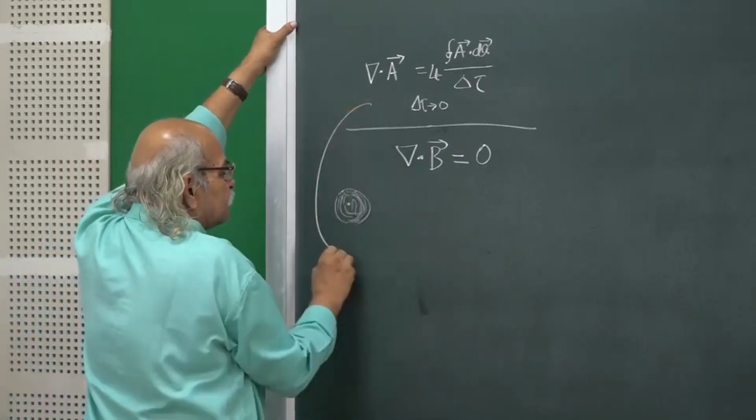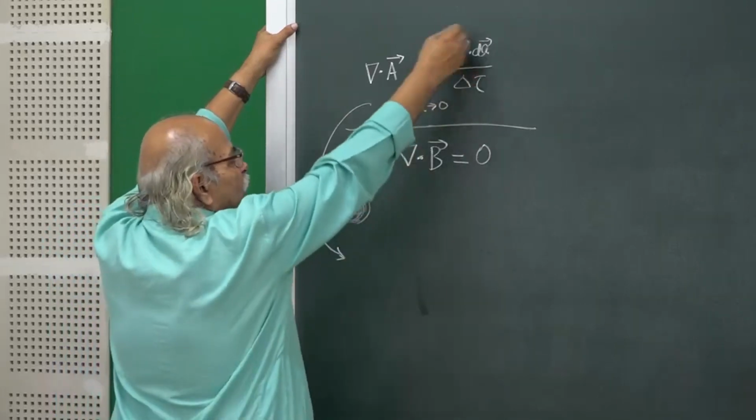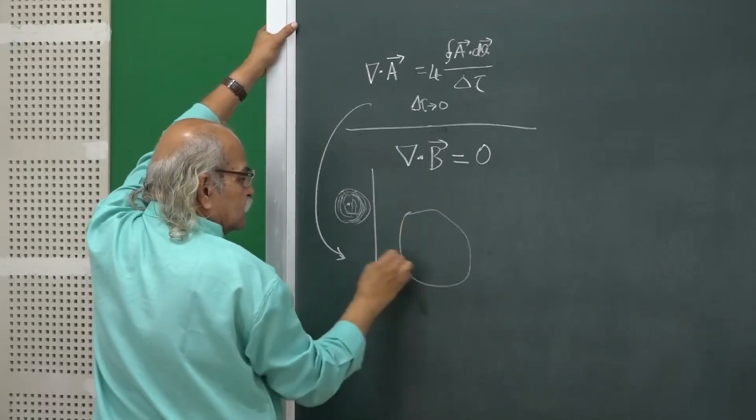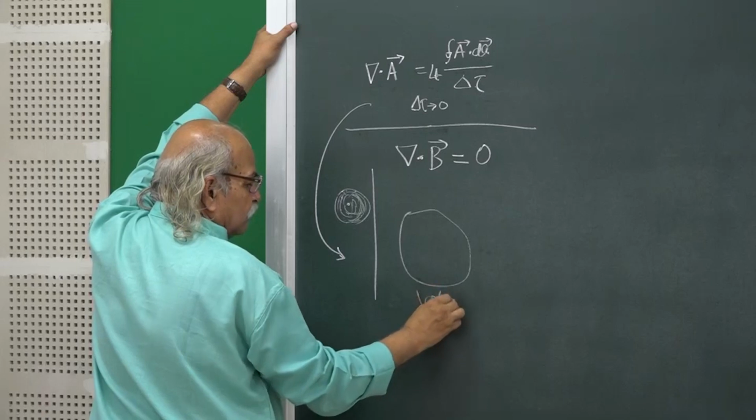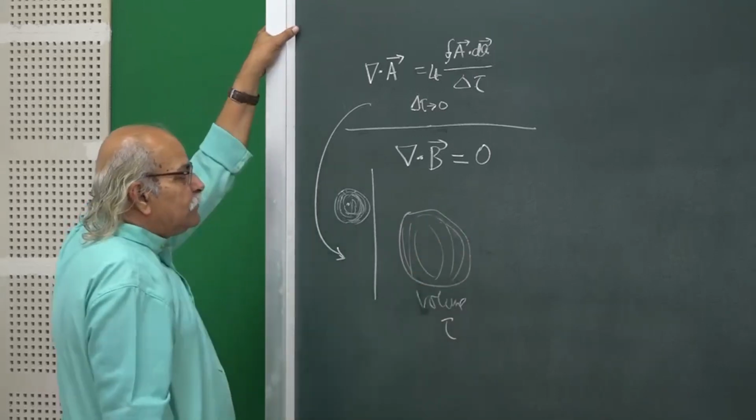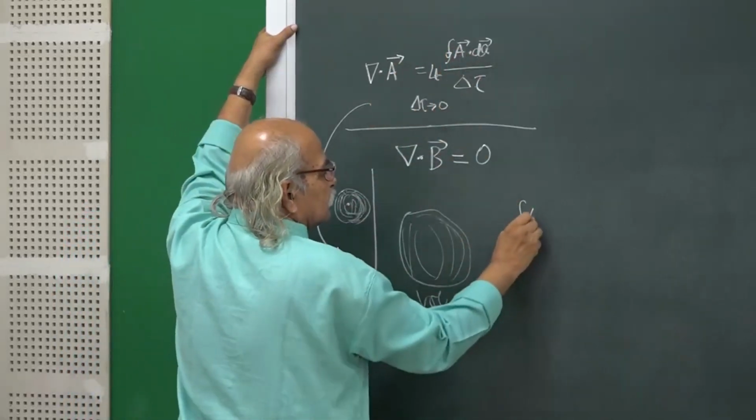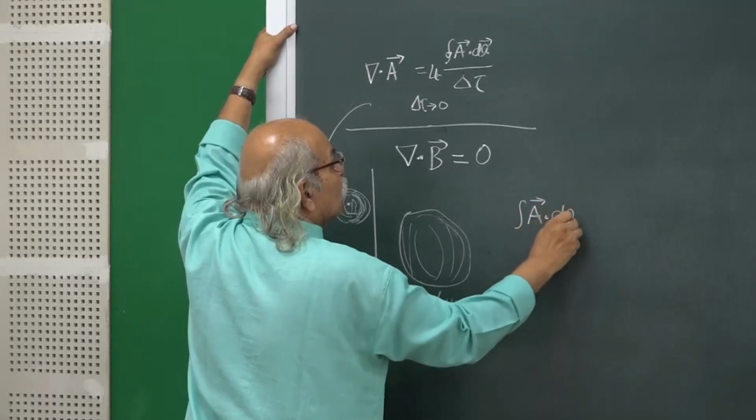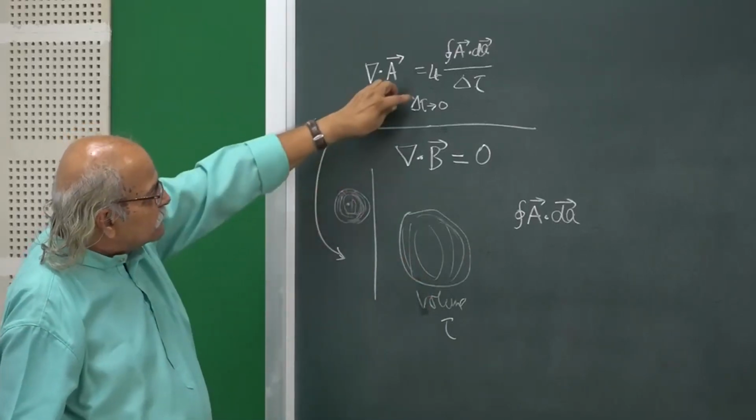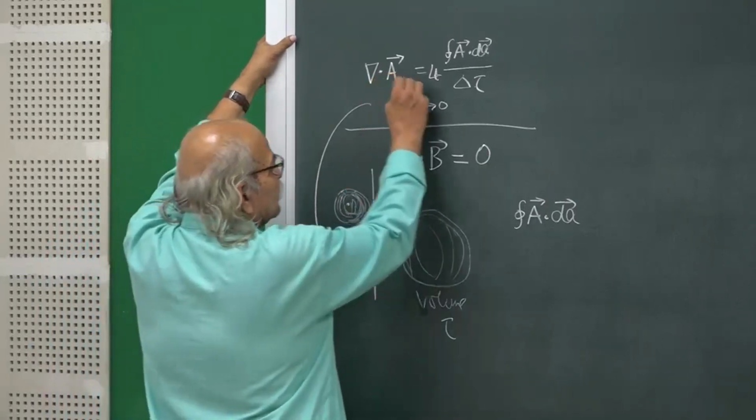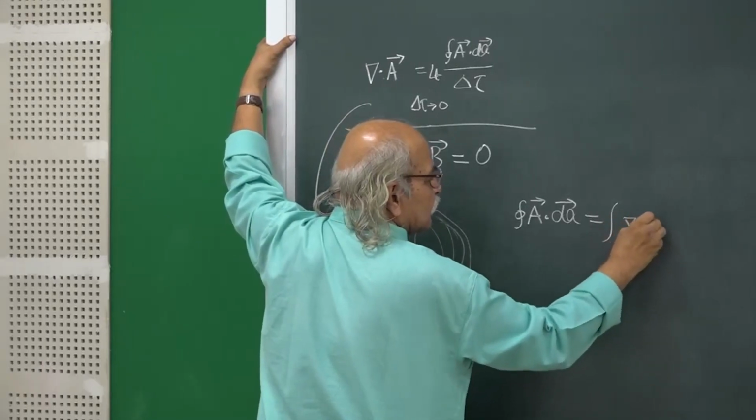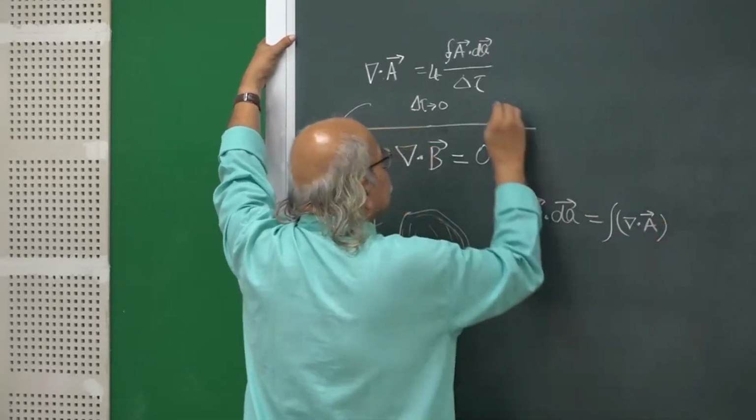Now, from this definition a beautiful theorem comes out, and that is, if you have a volume, any kind of volume, small, big, any volume tau, and then you have the surface of that volume, then you can write A dot dA on this closed surface. It is not necessarily small; here it was small. And this quantity will be equal to the integration of divergence A, d tau here.